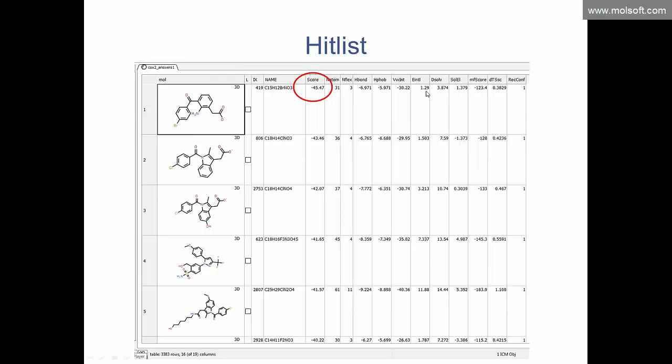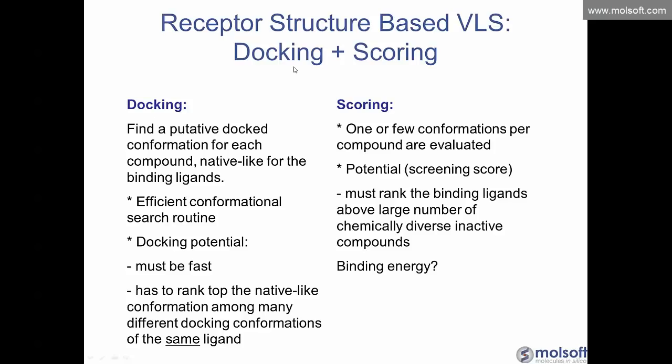So this is the hit list. So docking screening, sorry, is a combination of two steps. You have the docking step, and then you have the scoring step. So docking, you find a putative docked conformation for each compound. You need an efficient routine, and it needs to be reasonably fast because you're screening millions of compounds. It has to be able to rank the native-like conformation among many different docking conformations of the same ligand. And then once you've docked the ligand, then you need to score it. And we'll talk a bit about scoring in a bit.